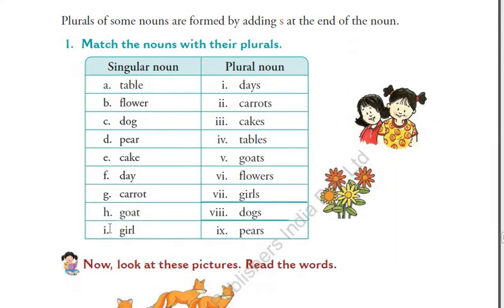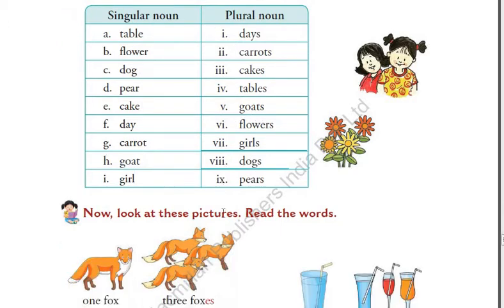And then further we solved the first exercise. What was the trick, what was the hint to solve the first exercise? It was very simple. We need to just form the plural by adding s at the end of the word. So table became tables, flower became flowers, and we solved the exercise thoroughly, correct. I did not leave any answer for you. I solved the full exercise for you, correct.